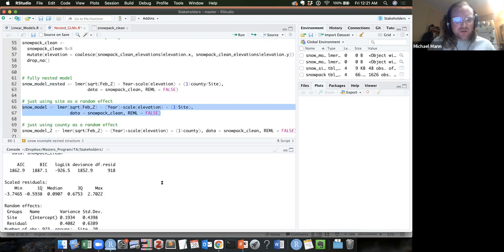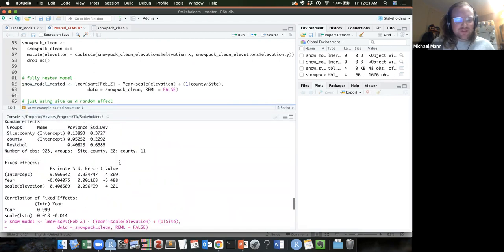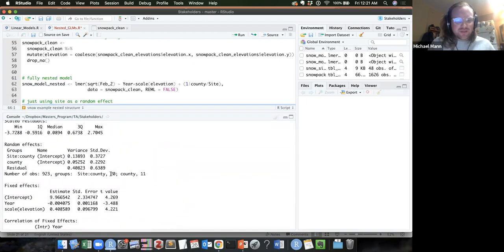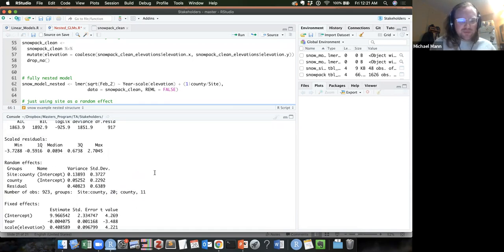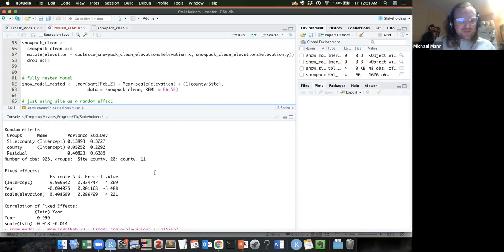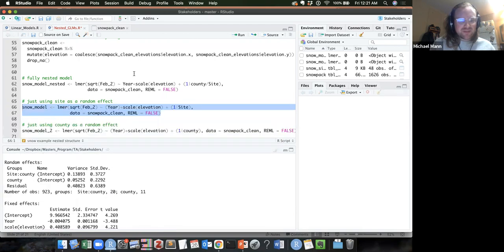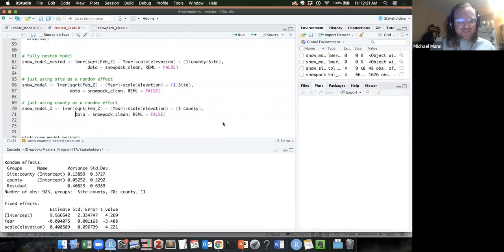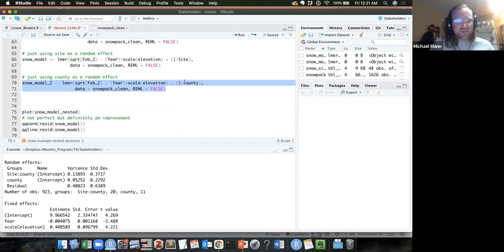And then if you go up and we see what we ran for this new model that's nested, now we can see that we have 20 sites within counties, but then we have them across 11 counties. So those sites are now within some of those counties. It's a more complicated structure, but it could allow us then to take into account some of the spatial information based off of the county. If the county's effective use of accounting for space, which we'll see if it is.